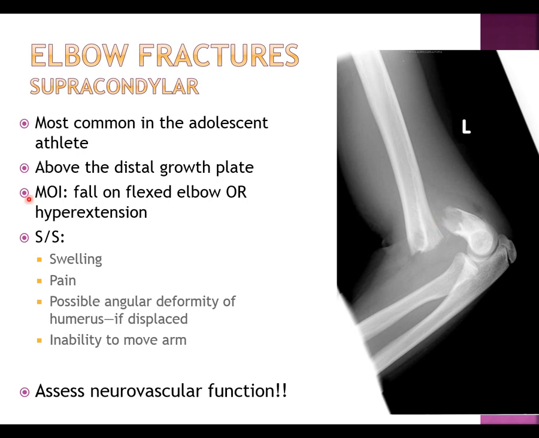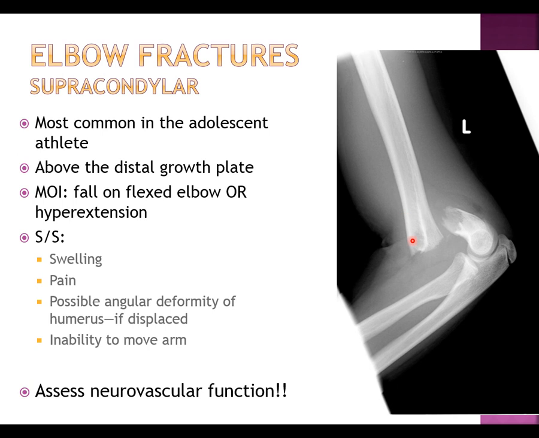You get this falling on a flexed elbow or possible hyperextension. So if you do hyperextend it, it could fracture right there. Again, pretty obvious when it comes to any kind of fracture. You're going to be in pretty intense pain, and usually you have very rapid swelling. Depending on how bad your fracture is, there could be a possible angular deformity of the humerus.